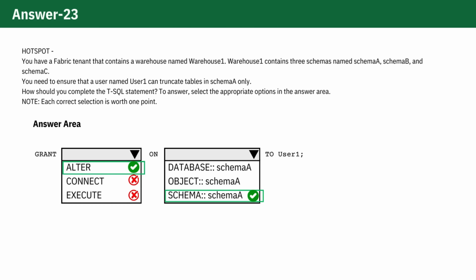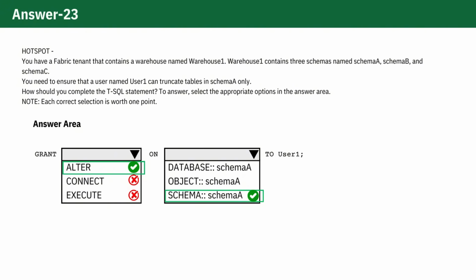Correct schema specification on schema A. This specifies that the permission applies only to the schema named Schema A. To User1. This indicates that the permission is being granted to the user, User1.